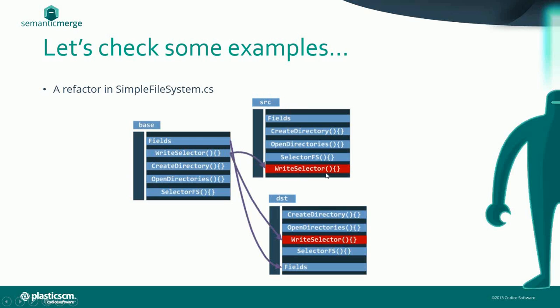That's why I put it in red here in the example, so it's very visible. And then what the other contributor is going to do is move writeSelector to a different location and move the fields down. So it looks not very complicated. At the end of the day, you just modify the same method. So it's not very difficult, but it will be a nightmare for a regular merge.